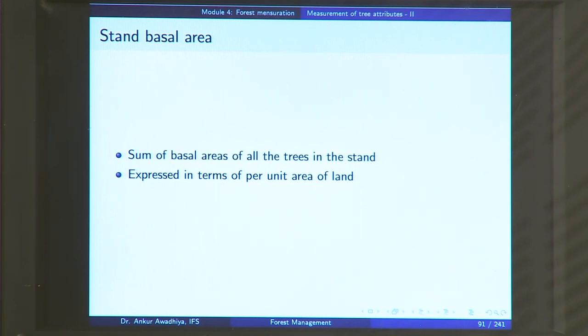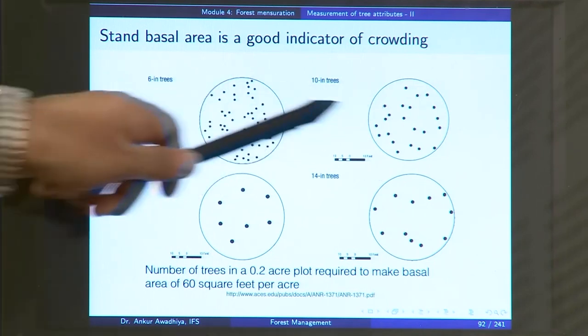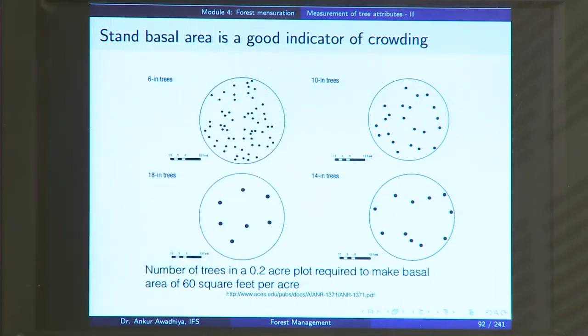Now, the question is, we can always measure small d, we can measure the diameter at breast height. Why do we have this need to measure the stand basal area? Does it serve any other purpose other than to find out the volume of a tree? The answer is yes. So, if we look at these four stands, we will find that the stand basal area is a good indicator of the amount of crowding that you have in your stand.